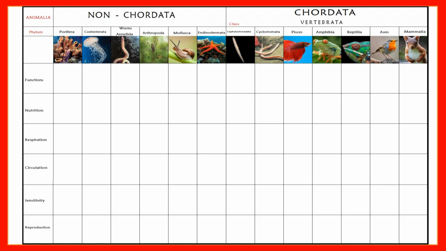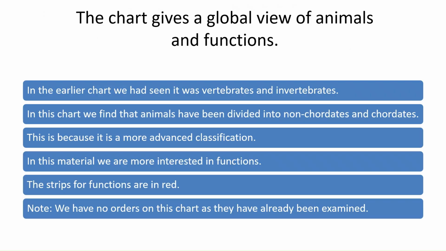And below that you can see the functions. That is, we are looking at nutrition, respiration, circulation, sensitivity and reproduction. So we have these functions to look at and we will compare them to each of these animals you see on the chart. The chart gives a global view of animals and functions.